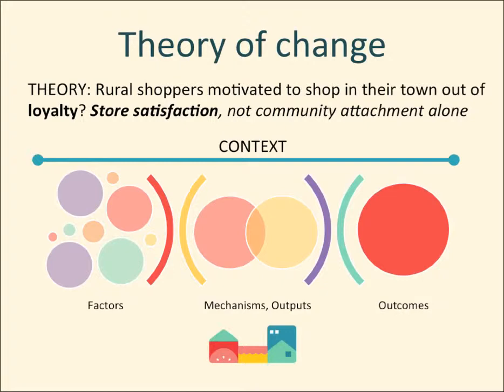Another part of theory of change is thinking about what we expect people to do, and how people might actually surprise us. There's a lot of writing about how rural shoppers are motivated to shop in their town out of loyalty. This idea that rural communities are really, really cohesive, and that's why when we're thinking about retail food environment interventions, we have to build loyalty and even think about things like loyalty cards.